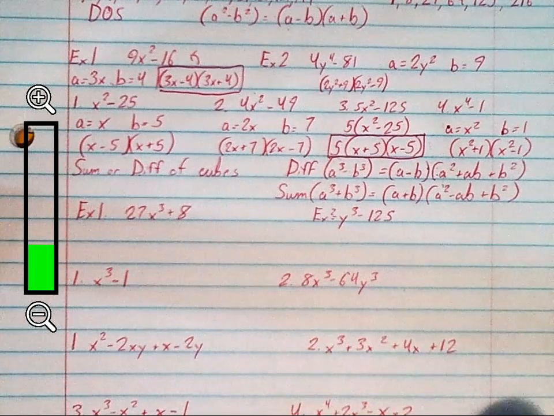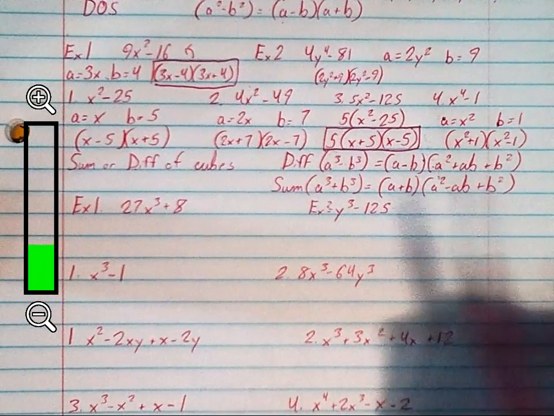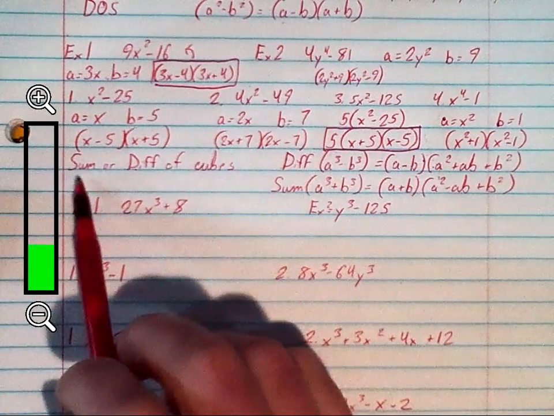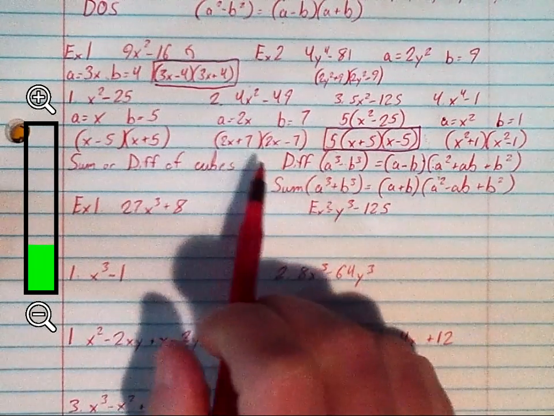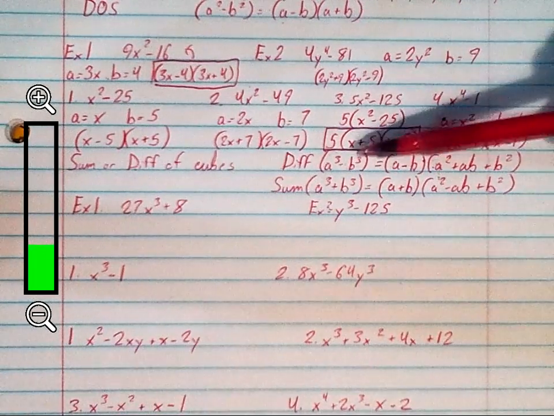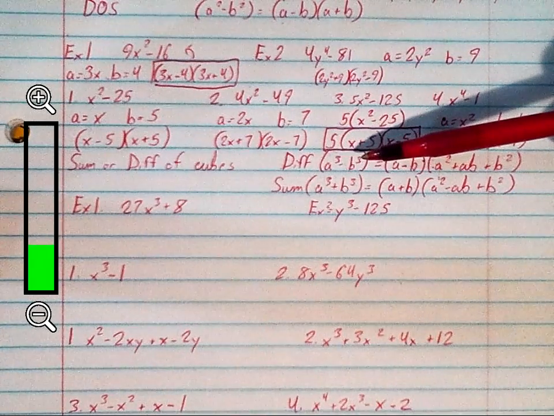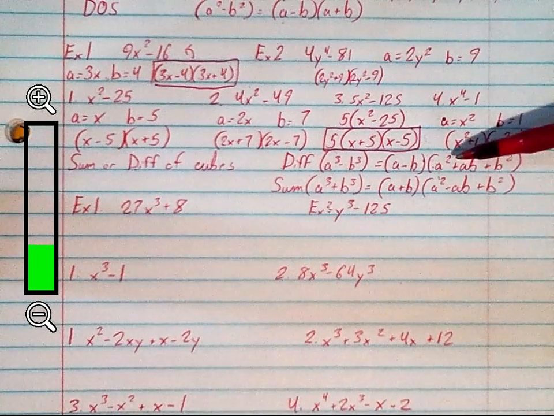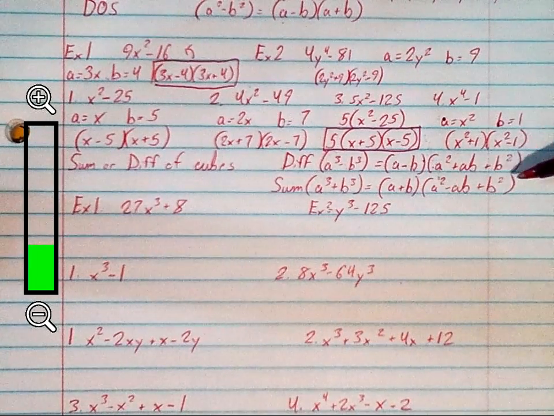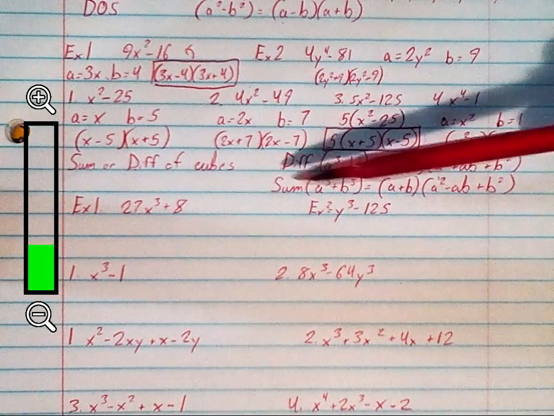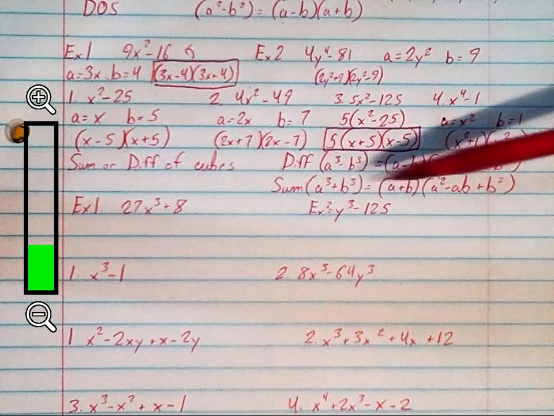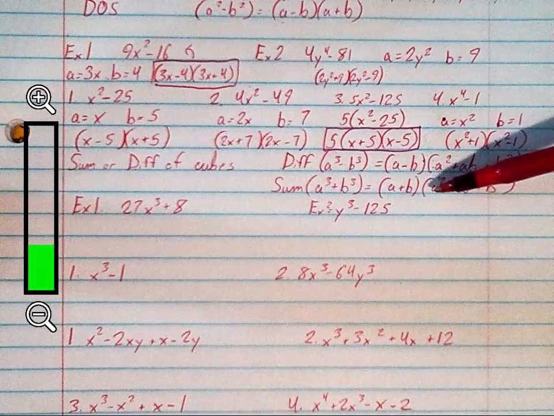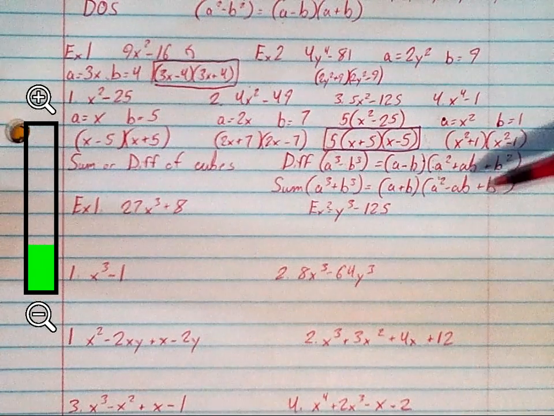Alright, so let's look at the difference of cubes. Pause this video for a second and write down these formulas, because we have either the sum of cubes or the difference of cubes. If we have the difference of cubes, a cubed minus b cubed, that equals a minus b times a squared plus ab plus b squared. The sum of cubes, a cubed plus b cubed, equals a plus b times a squared minus ab plus b squared.